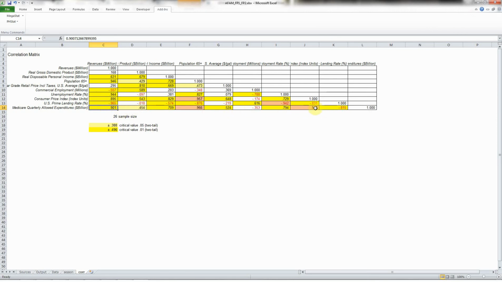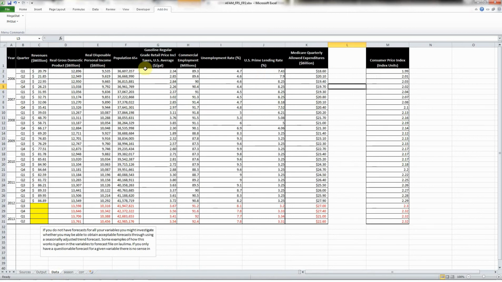I'm looking at the correlations for the other things. It has a high correlation with the consumer price index, which I dropped, so that's gone. But prime lending rate is bad. Well, not bad, but it's pushing it. And looking at population 65 plus, I see it's over there. So it's really kind of a toss-up, I'm going to go ahead and just drop population 65 plus, although I probably could just go ahead and drop Medicare quarterly allowed expenditures and do just as well. But let's go ahead and drop 65 plus and see what happens there.